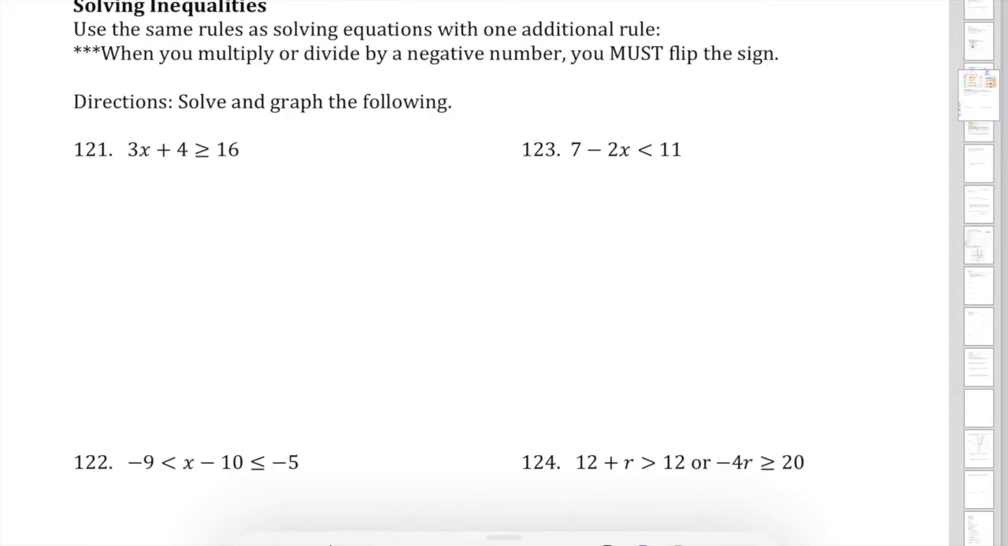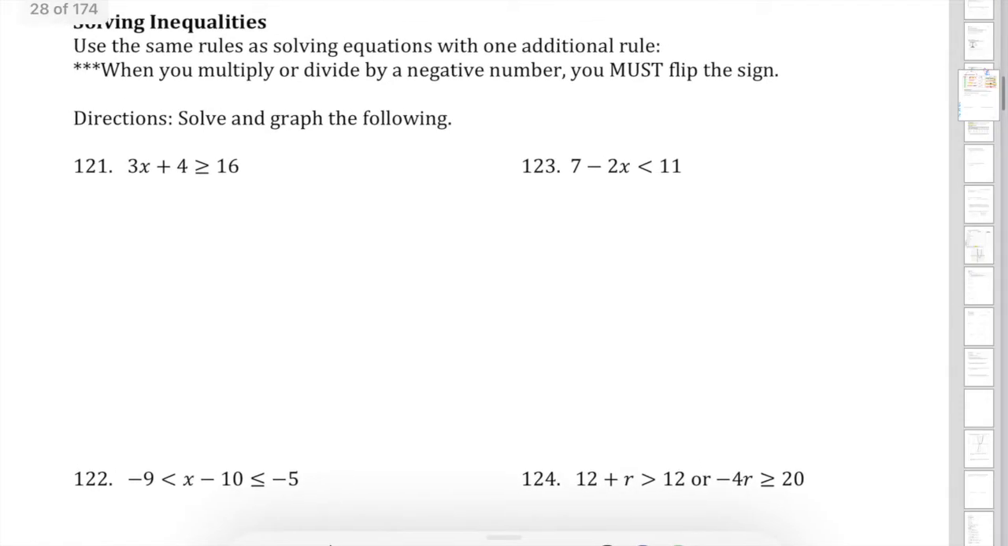So what's kind of nice about solving inequalities is hopefully you're at least looking at these examples and noticing they look a lot like that basic form for solving an equation. You're going to use the exact same rules as you would for solving an equation. But there's one additional rule you must know, and it's starred on here.